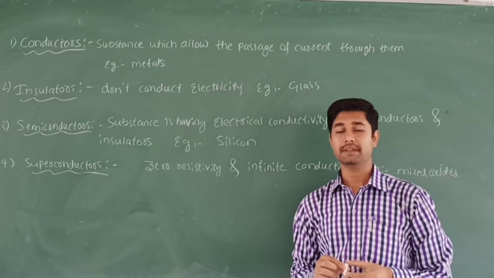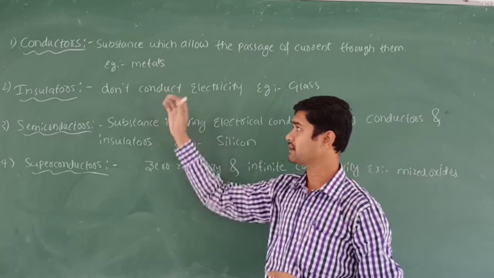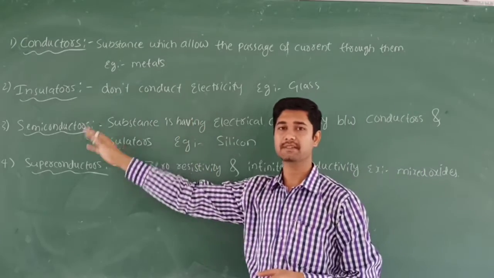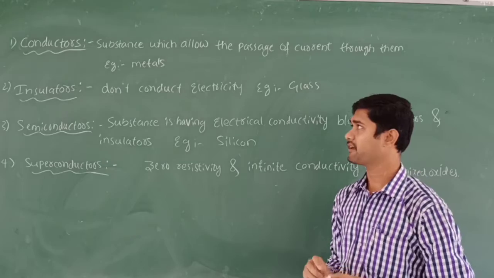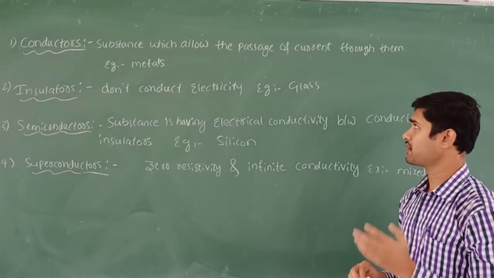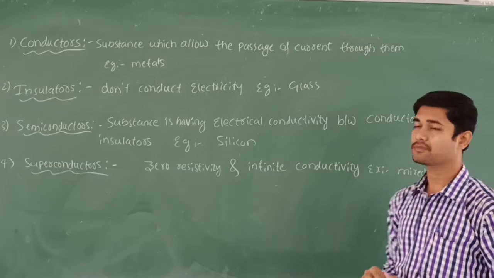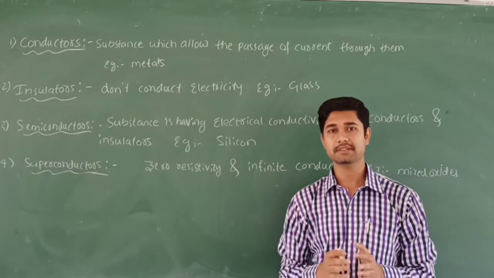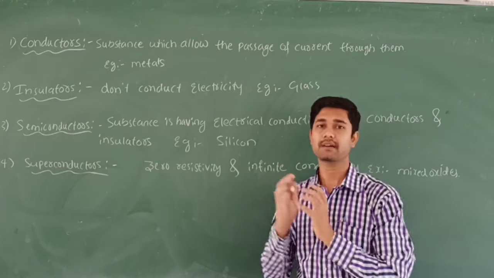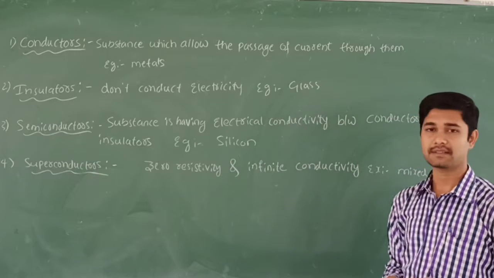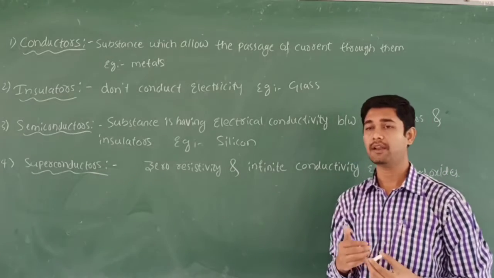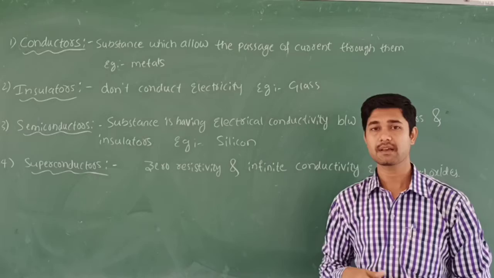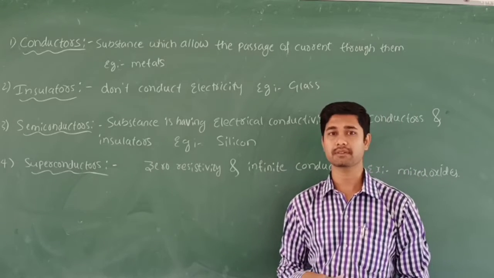Based on electrical conductivity, the materials can be classified as conductors, insulators, semiconductors and superconductors. I think you are already familiar with these terms from your lower classes. So let's define them one by one. Conductors are the substances which allow the passage of current through them. Those metals we call conductors, having the capacity to conduct electricity or electric current. Metals have a high value of electrical conductivity. For example, copper is the best example of a conductor, and also gold and silver.